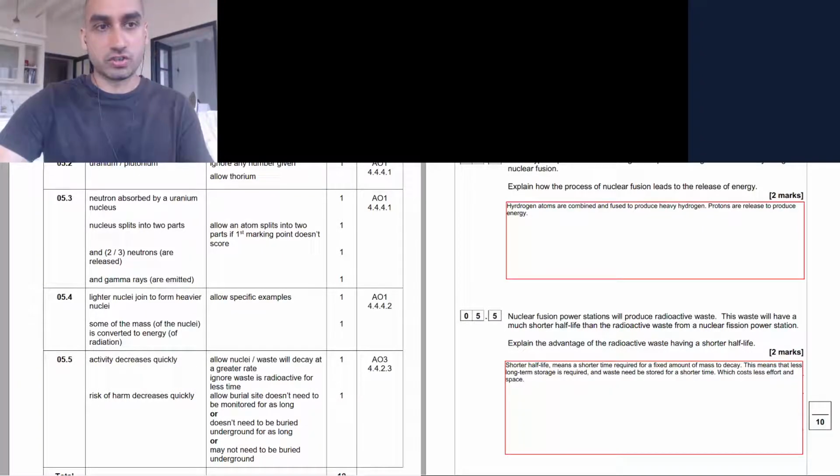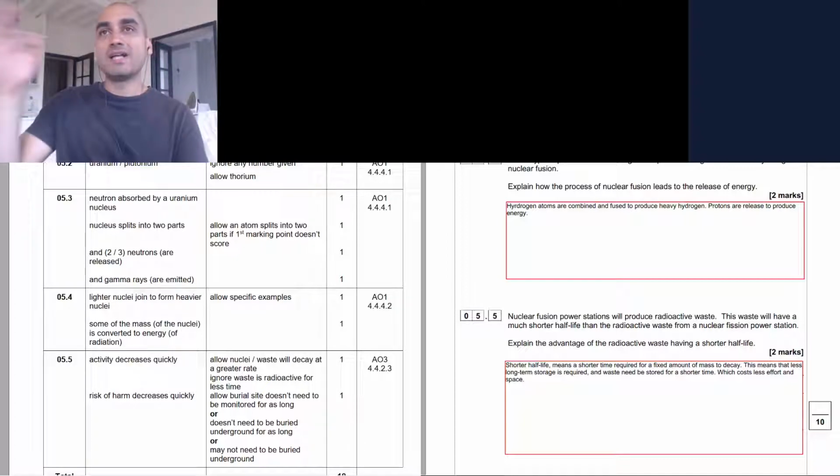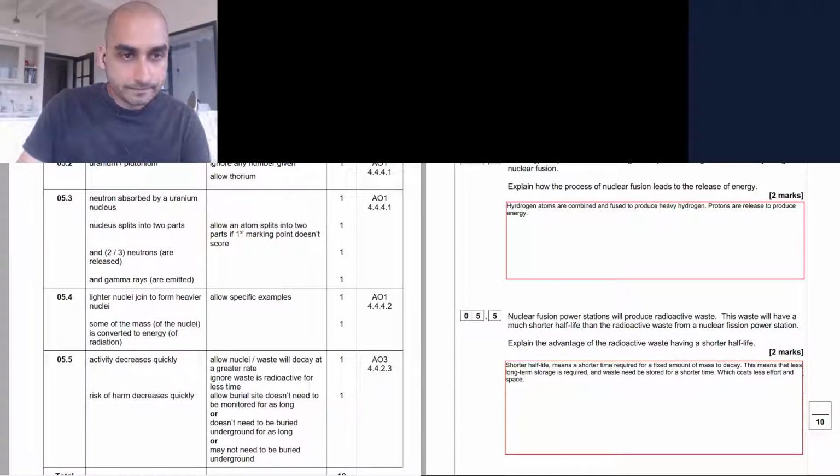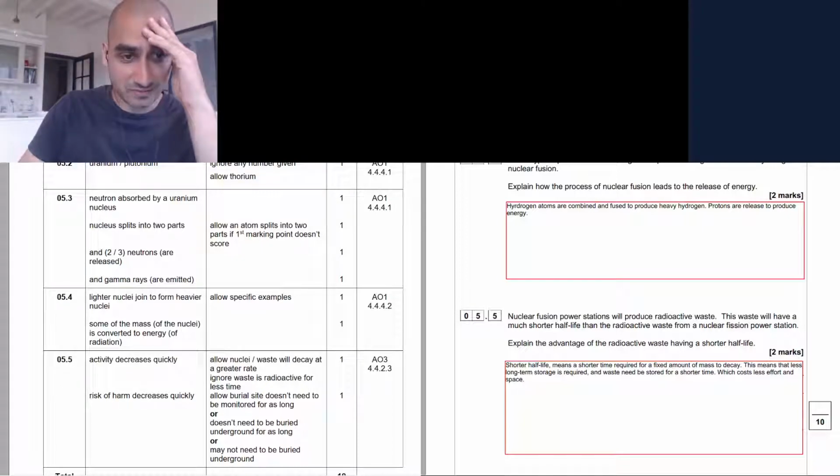So, fusion. Examples. Hydrogen nuclei fuse to form helium. Why didn't I say helium? You don't release protons, and you don't produce heavy hydrogen. What is heavy hydrogen? Is that even a thing? Deuterium. That's an isotope. That's a different thing I was thinking of.